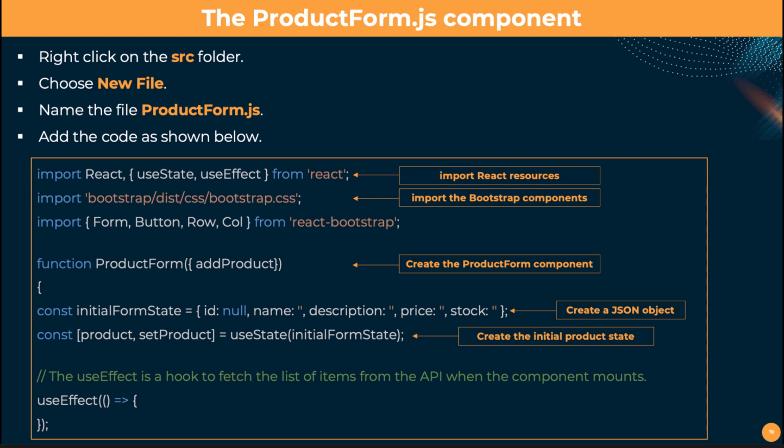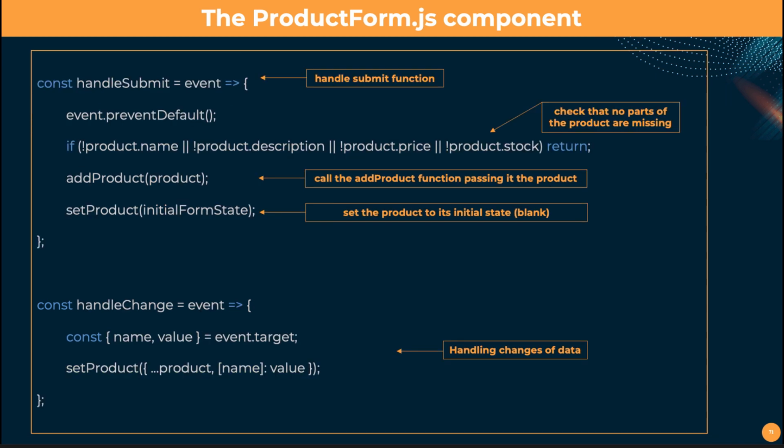The use effect, we don't have anything inside it. Then we'll have a method which will handle the submit. So when we do a submit, it'll check and see if the product name is blank or the product description or the product price or the product stock is blank, and if so, just returns, does nothing. Otherwise, it calls a method add product and passes in the product, and then it sets the product to the initial form state. So once we add a product, it goes back to the form to having a blank. We also have a handle change, which means that every time we make some change, it will set the product to have that new value.